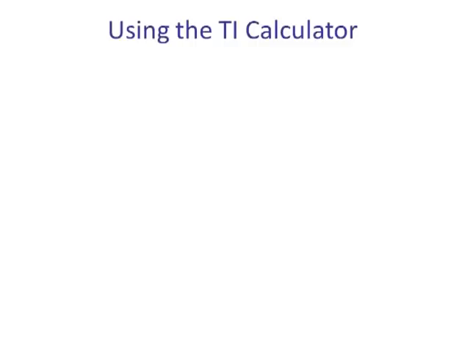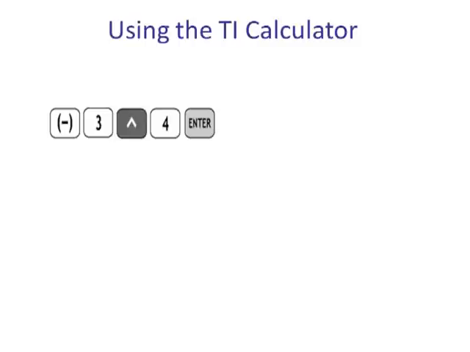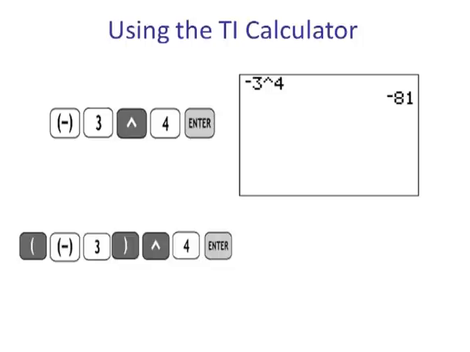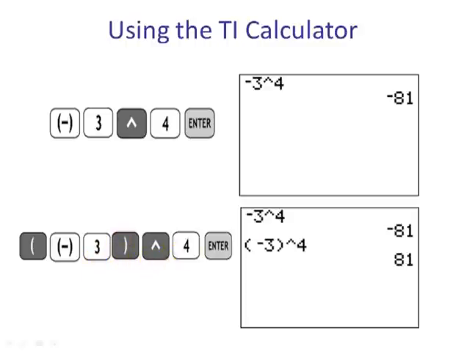Using the graphing calculator, for our first example, we take the negative sign, 3, we hit the caret key for exponent, 4, and then we hit enter. This is the display. If we want negative 3 as the base, we have to use parentheses. So we take parentheses, the negative sign, 3, close the parentheses, hit the caret key, then a 4, then enter, and we see the output is 81.